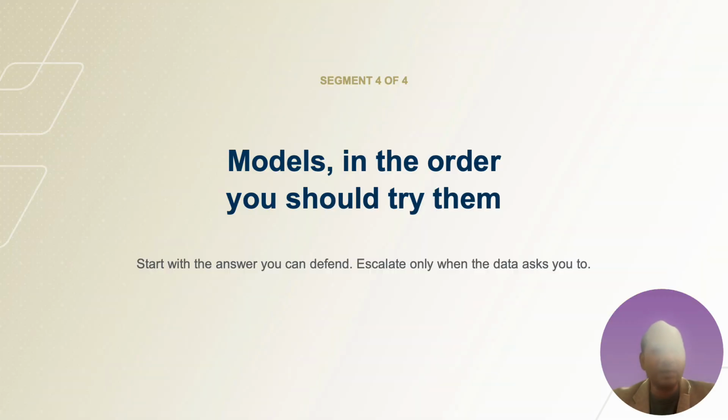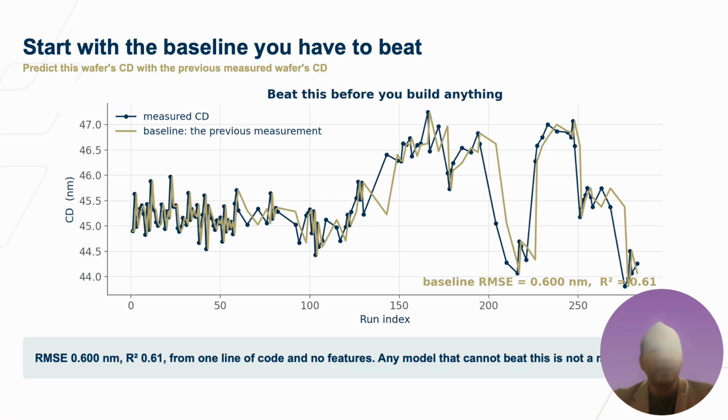Segment 4, models in the order you should actually try them. And the order matters more than the list. Start with something you can defend to a process engineer and escalate only when the data gives you a reason to. Before any model at all, the baseline.